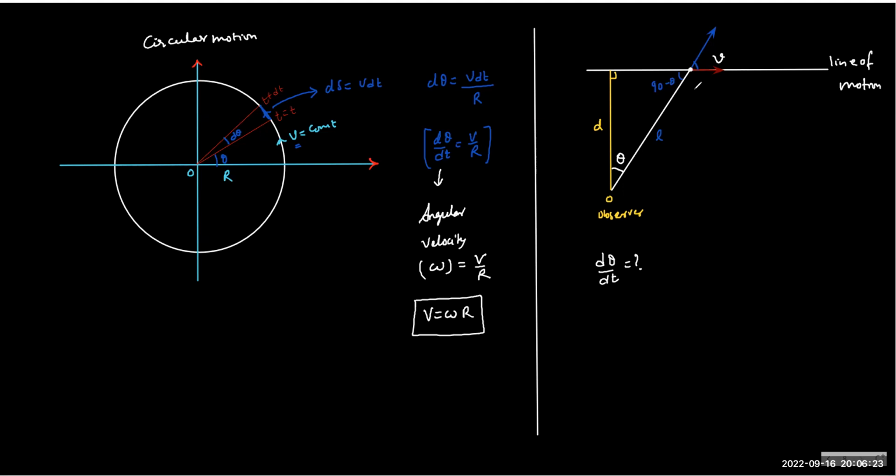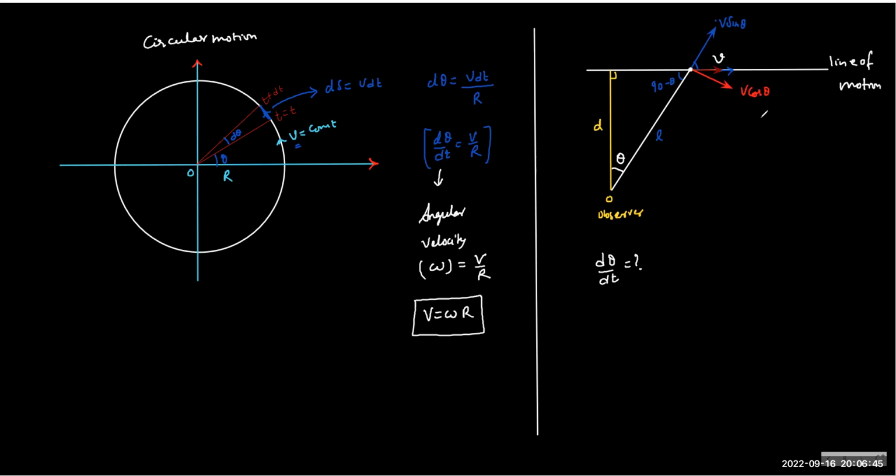What is the component, guys? Tell me. If this is V, what is this one? V sine theta. Excellent. And if that is V sine theta, what is this one? V cos theta.